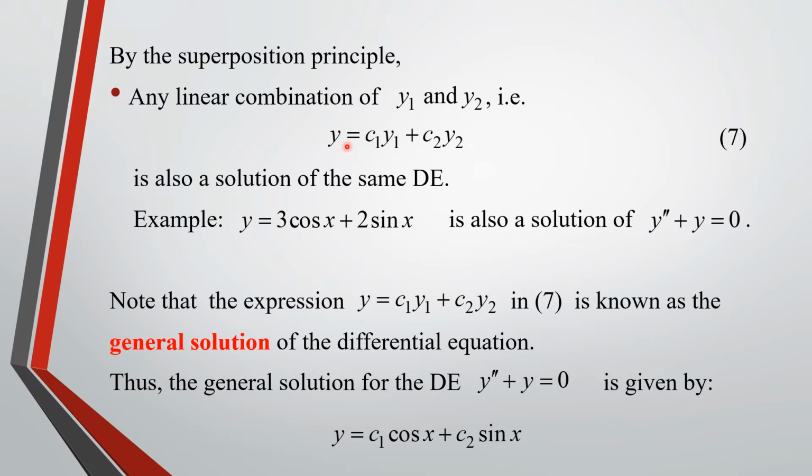If you look at the expression given in 7, you will see the expression y equal to c1y1 plus c2y2, which has a special name given to it. It is known as the general solution of the differential equation. In other words, for the differential equation y double prime plus y equal to 0, we can now form the general solution. The general solution is y equals to c1 cos x plus c2 sin x. y equals to c1y1 plus c2y2. Okay, so this is the general solution of the given differential equation.